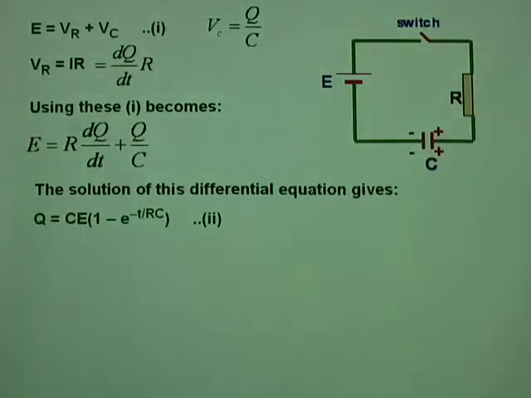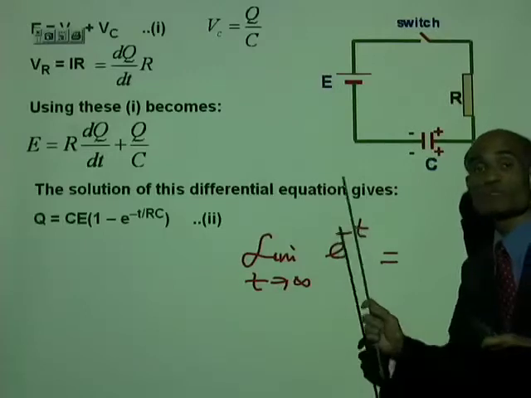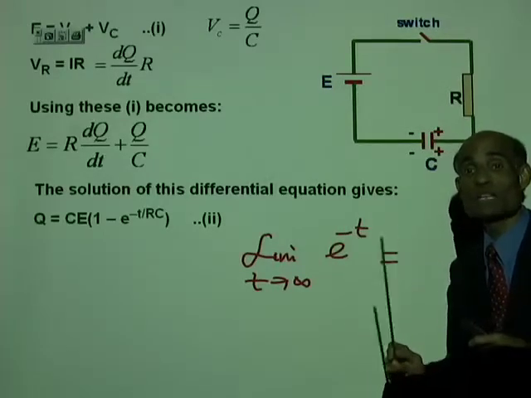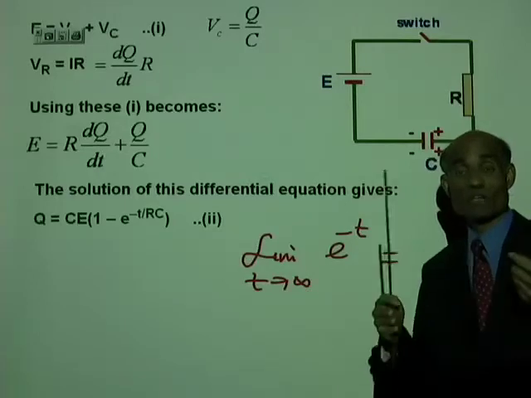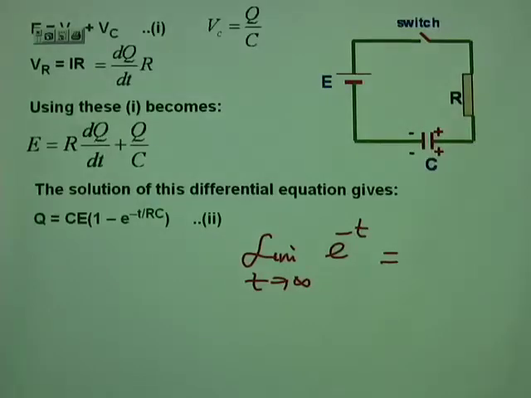Now let me ask you this. I'm sure some of you have experience with this. What is the limit as t approaches infinity of e to the power of negative t? Well, you know e to the power of negative t is 1 over e to the power of t. And when t becomes infinite, the denominator becomes very large. So this quantity is 0.